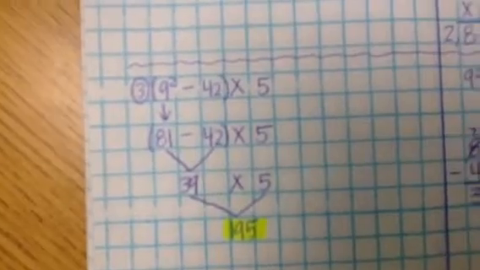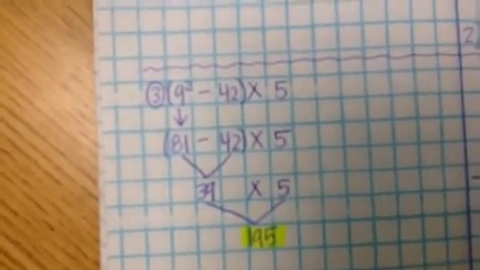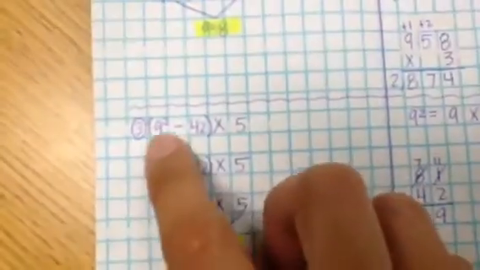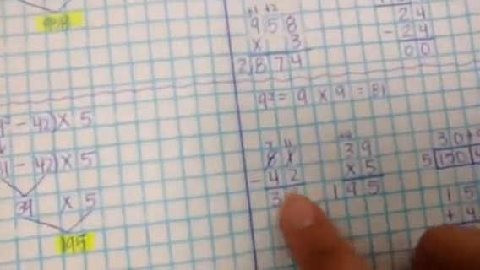Moving on to number 3. We have 9 squared minus 42, that's in parentheses, times 5. So we'll do the exponent in the parentheses first. 9 squared is 9 times 9, which is 81, which is right there. And then 81 minus 42 right here.